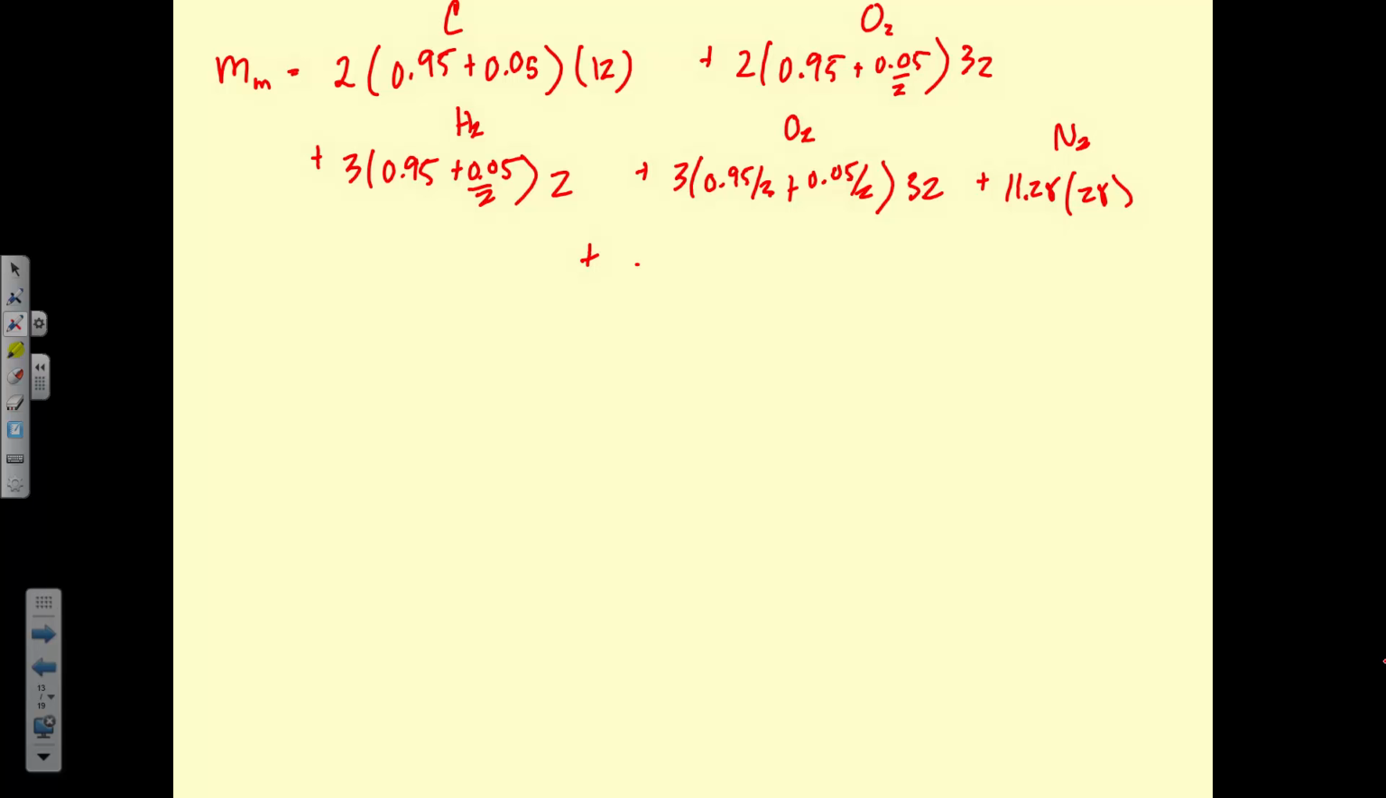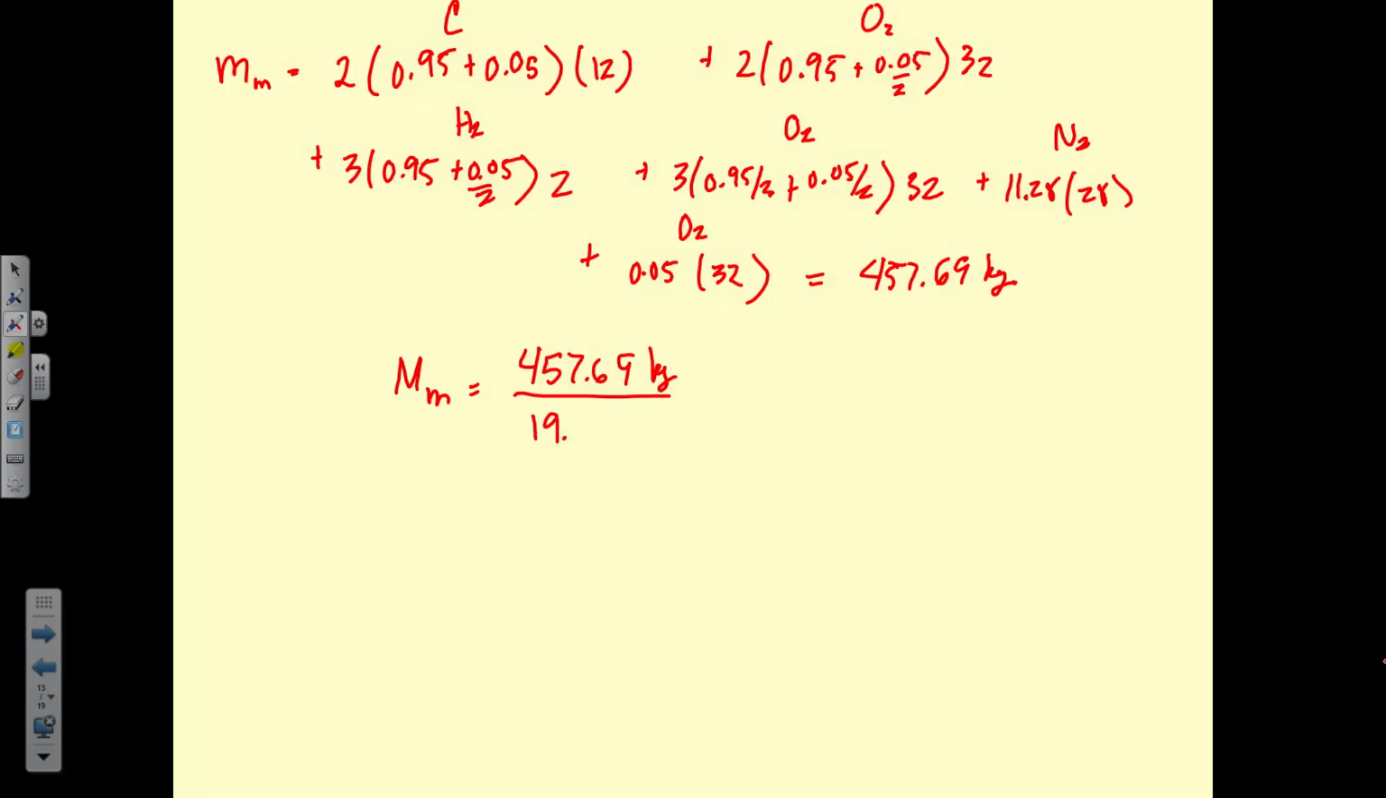Plus 0.05 times 32. This is for our free diatomic oxygen. So adding all of that up, we get 457.69 kilograms. So our apparent molar mass is going to be equal to 457.69 kilograms divided by what we determined to be the number of moles, 19.33 kilomoles, is equal to 23.67 kilograms per kilomole.